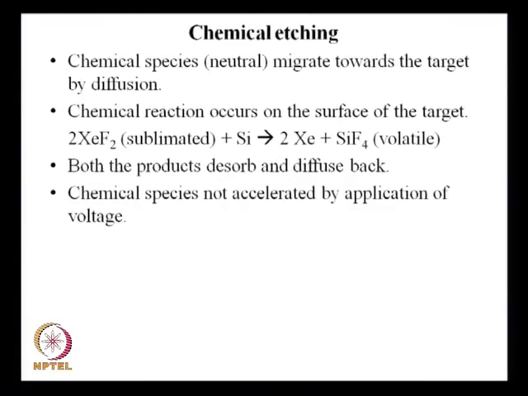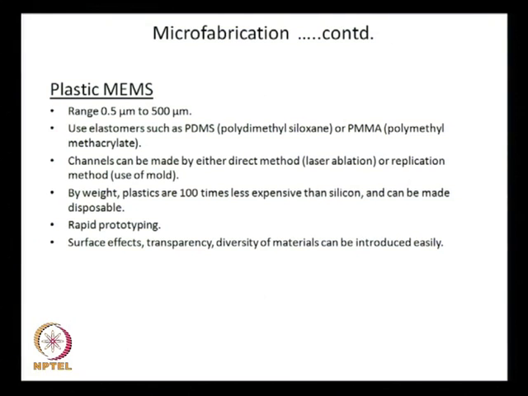And at the very beginning we discussed about this. If we go back to the previous slide, what we see here is that there is plastic MEMS, okay, and what we mentioned at that time is that the range is 0.5 micrometer to 500 micrometer, elastomers such as PDMS or PMMA. These are used. The channel can be made by either a direct method, by laser ablation, or a replication method by use of a mold. Now, mold is basically a negative replica.